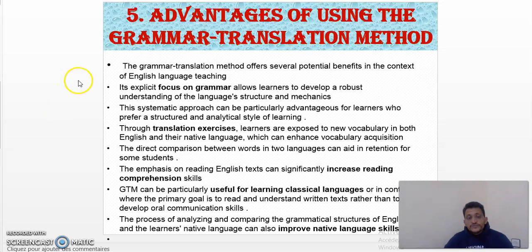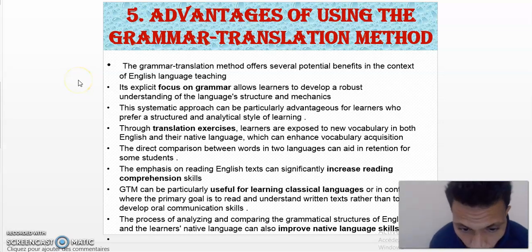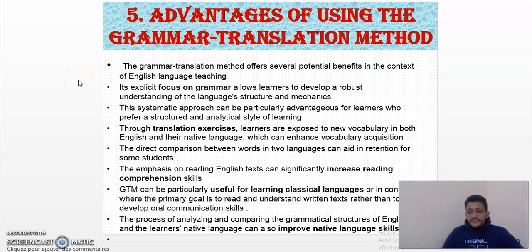Now let's move to the fifth component in this lesson, that is the advantages of using the grammar translation methodology. What are the advantages of using this grammar translation method? The grammar translation method offers several potential benefits in the context of English language teaching.